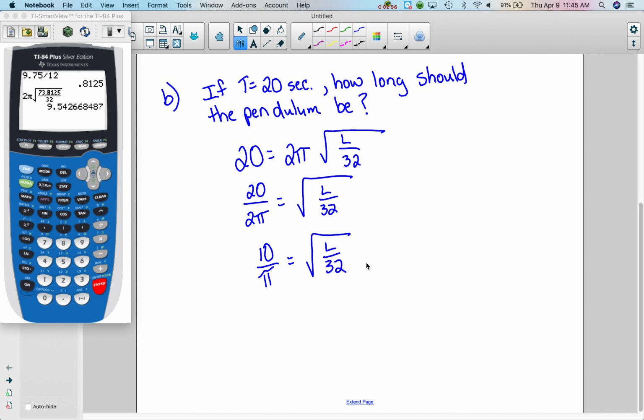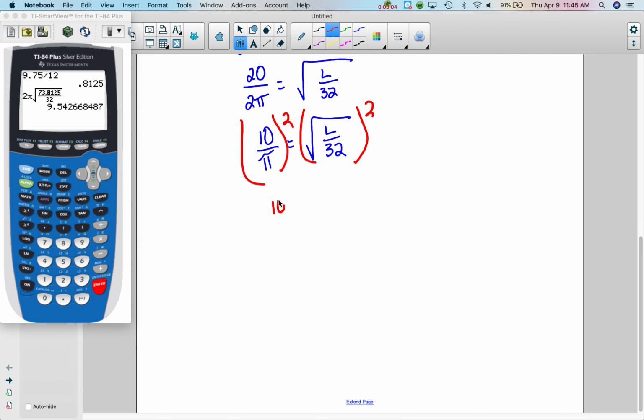Now I'm going to square both sides to undo the square root. So if you square both sides, I'm going to end up with 100 over pi squared equals L over 32. So now I'm going to solve for L by multiplying by 32. When I multiply 32 times this, I'm going to have 3200 over pi squared equals L.